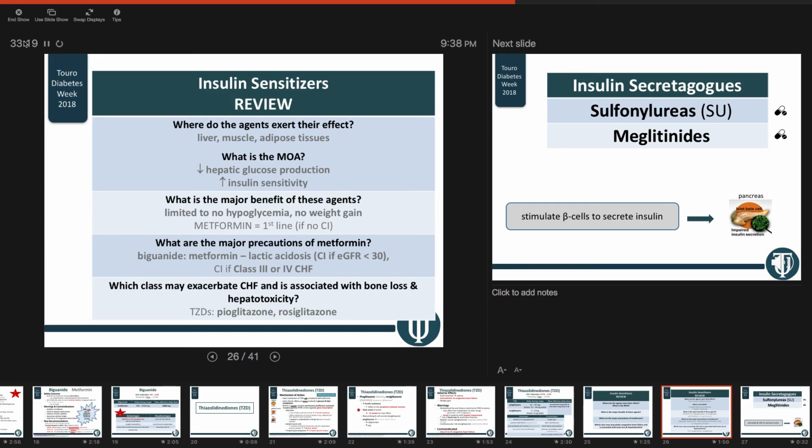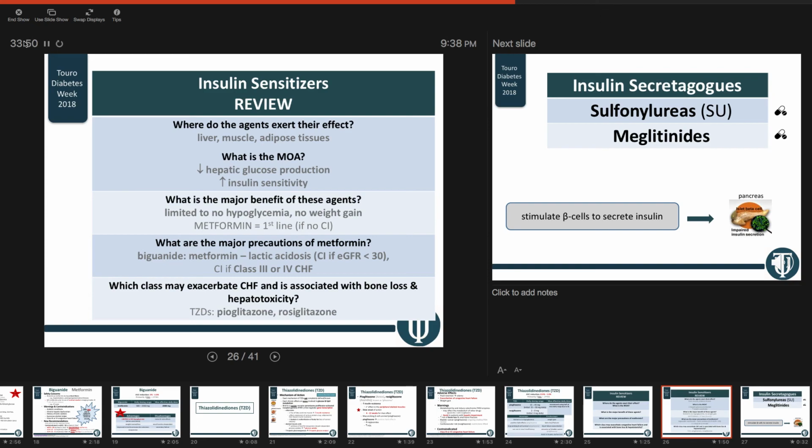For question 1, where do the agents exert their effect? There are 3 core defects that we mentioned earlier: the liver, skeletal muscle, and adipose tissue. What is the mechanism of action? They both reduce the glucose being produced by the liver, and they both increase insulin sensitivity.